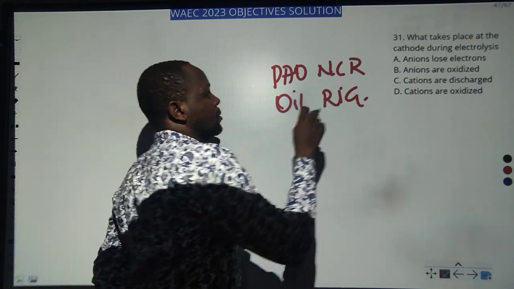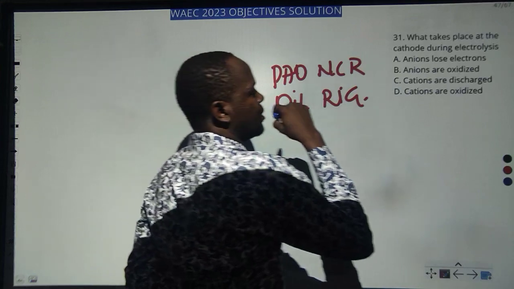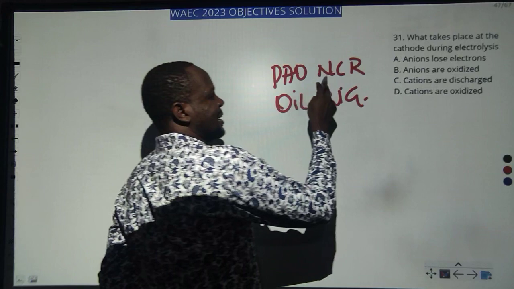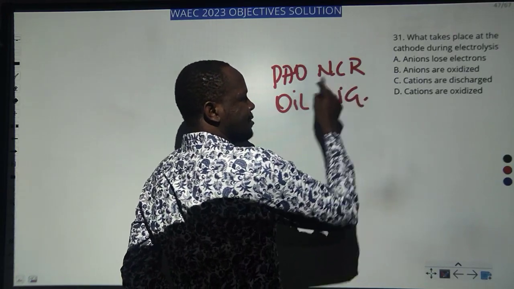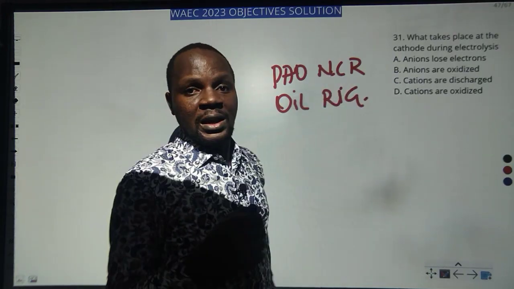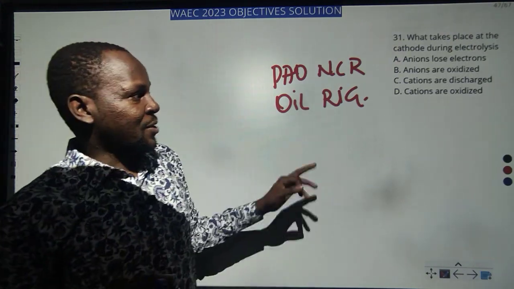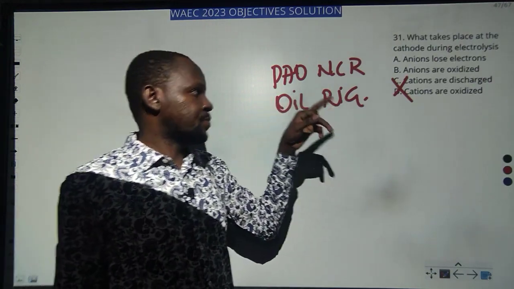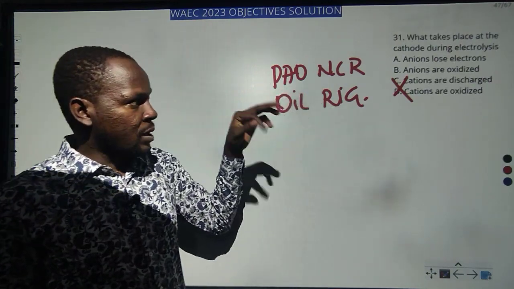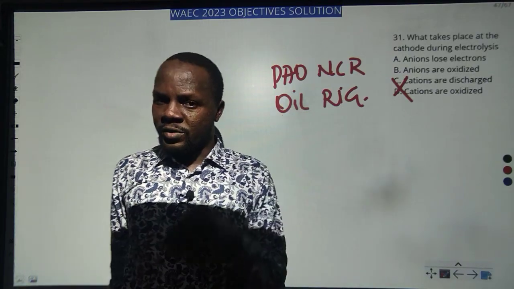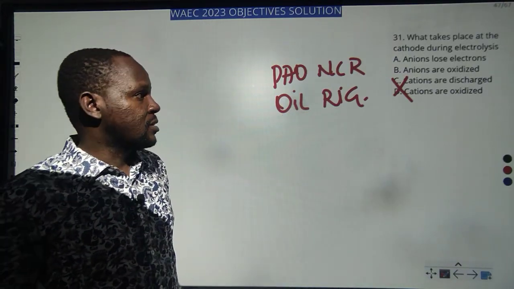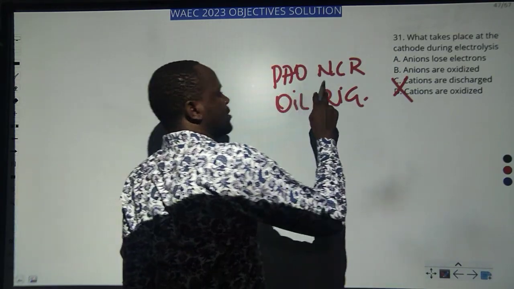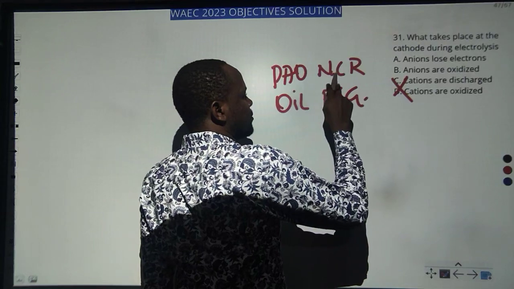So now what happened at the cathode? Reduction. Cations are discharged. Okay, I love this. We can say negative cathode reduction. What is a negative ion? Anion. What is a positive ion? Cation. So what happened? Reduction. Anions lose electrons. Loss of electron is oxidation. Gain of electron is what? Reduction. So let's be careful about answers. Negative cathode reduction.